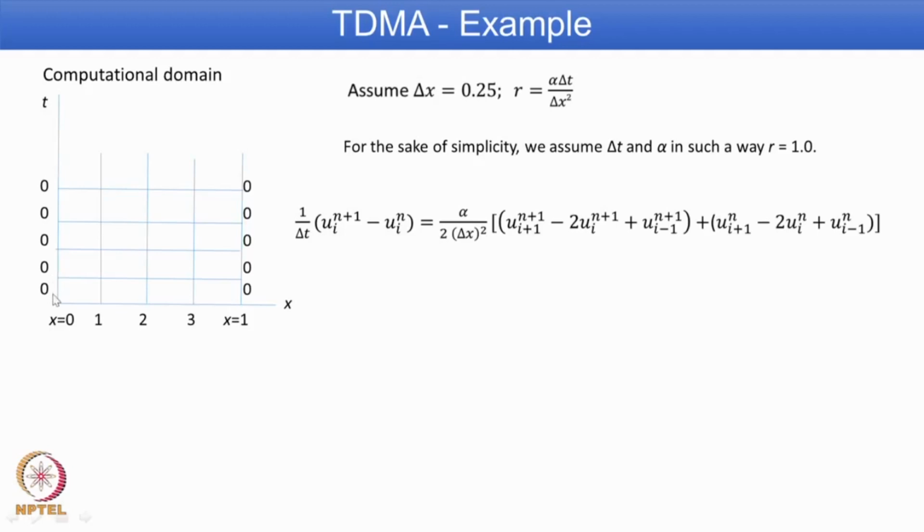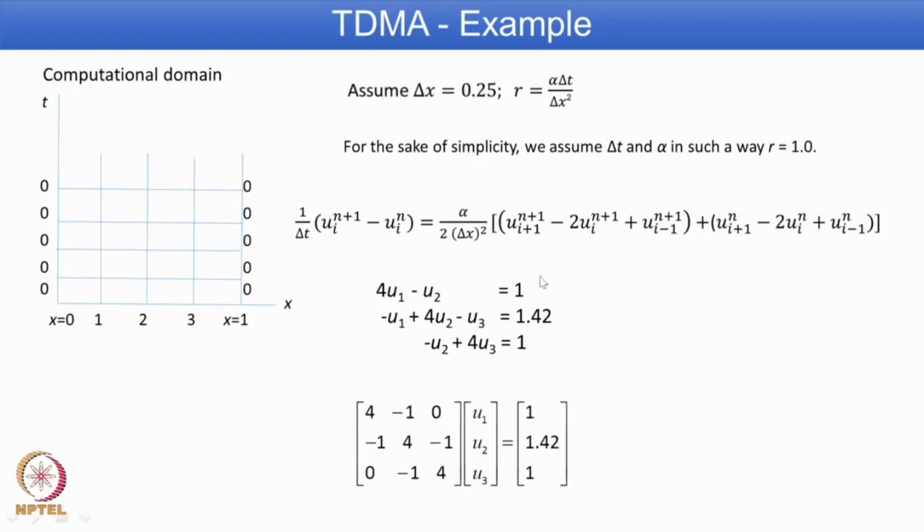On the left side a boundary condition is defined, as well as on the right side. Now, for the sake of simplicity, we assume delta t and alpha in such a way that the value of r equals 1, and we already defined r to be alpha delta t by delta x squared. We rewrite the discretized equation here again. Now, we use the value of r and apply the discretized equation at every nodal point, and we get algebraic equations as shown here. As you can observe, the first row has an influence of the left side boundary, and the last row has an influence of the right side boundary.